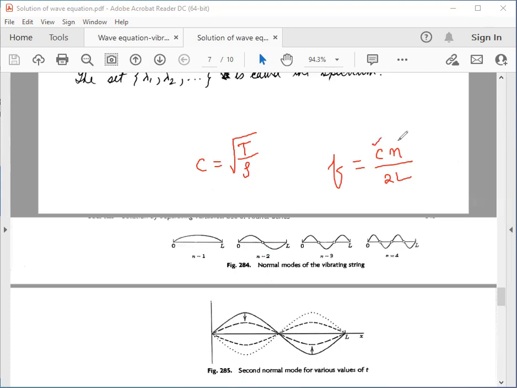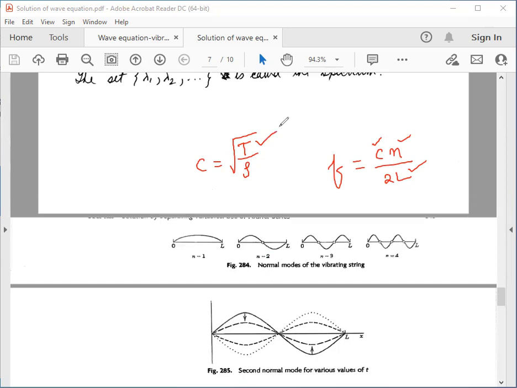This is the nth normal mode, and can take values 1, 2, 3, 4, and so on. This is the length of the string. Okay. So how is tuning done in musical instruments? In a musical instrument, it can be a guitar, a sitar, a violin, a piano. How is tuning done? Tuning is done by changing the tension.